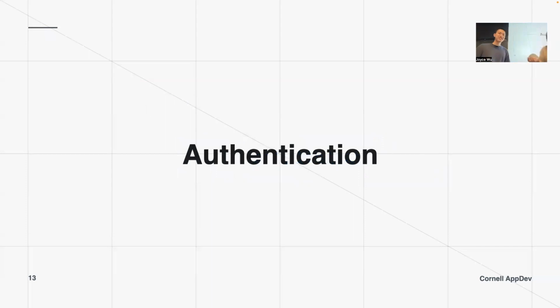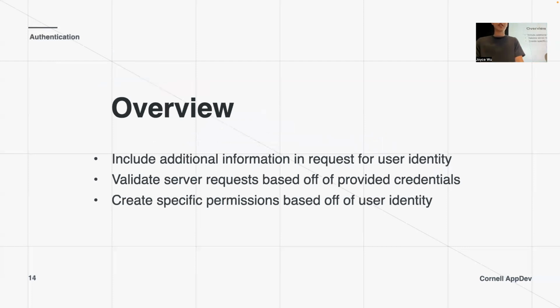Isaac is going to talk a little about authentication. As an overview, the gist of authentication is including additional information in a request for the user identity. Like Kate said, this could be a password. We're going to talk about different ways you can verify a user. Basically, every website and every app you use on a day-to-day basis requires authentication, and it's even more important for sensitive information like bank accounts.